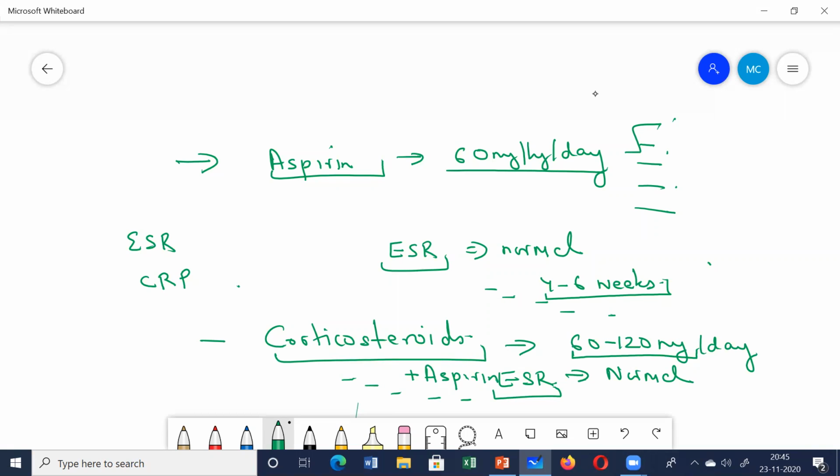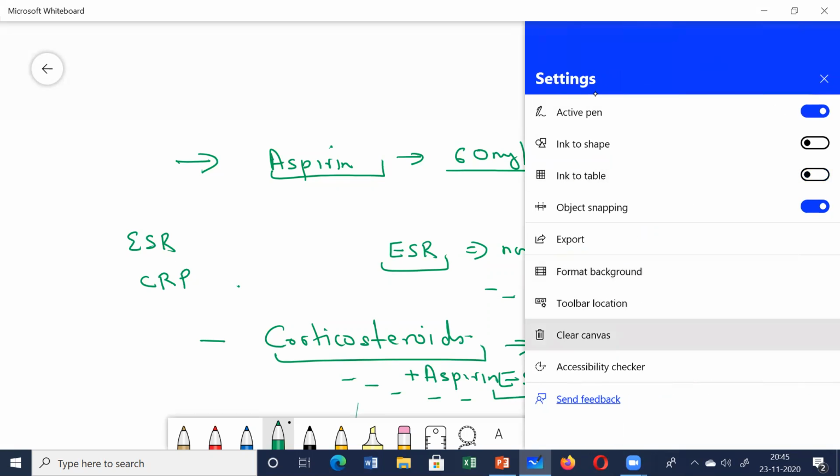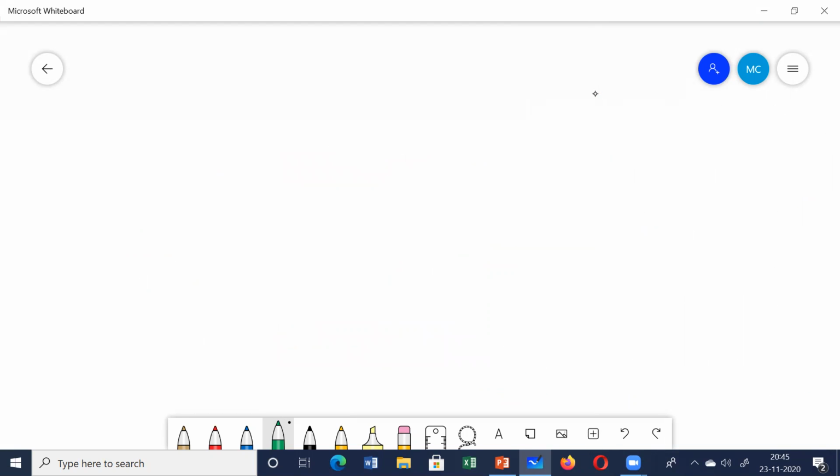Now, what will you do for primary prevention? Primary prevention is the prevention of the initial rheumatic attacks. There are some endemic regions where the prevalence of rheumatic fever and streptococcal infection is very high. There are two things. One is primary prevention, where you are preventing the first episode of rheumatic fever.